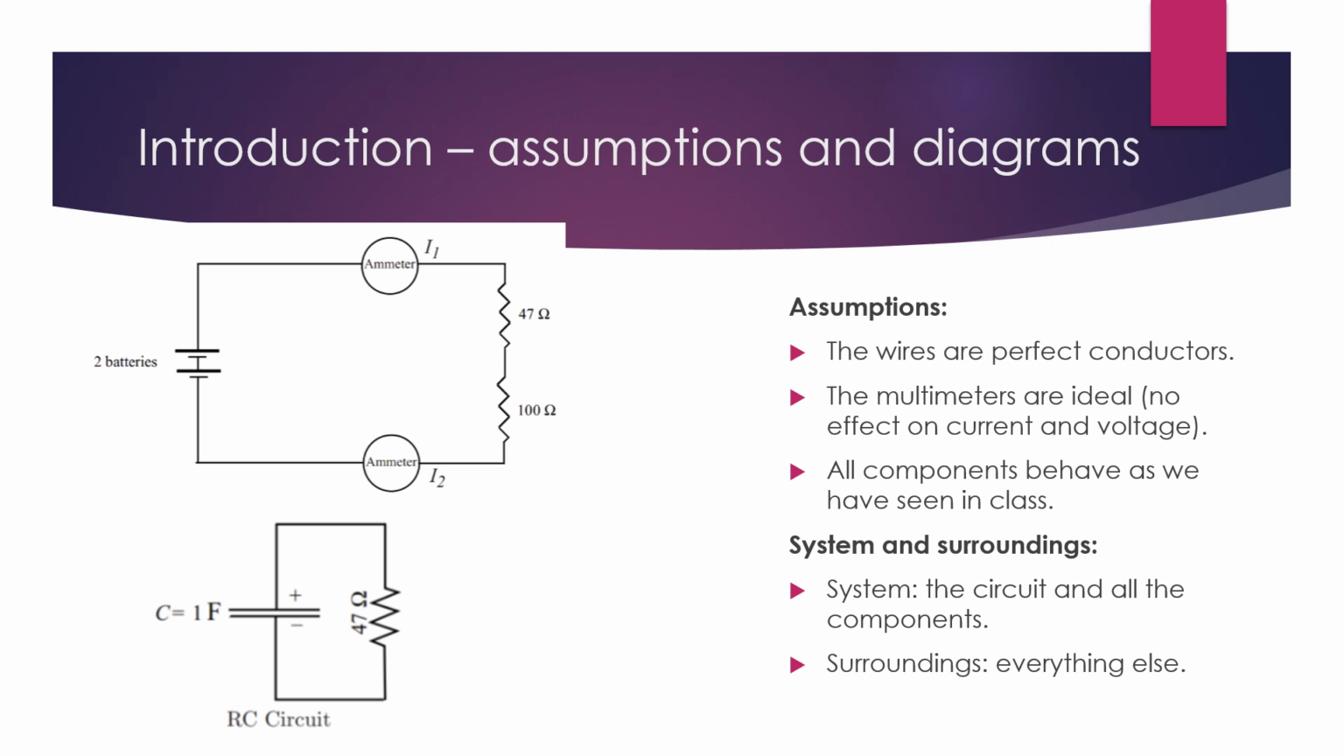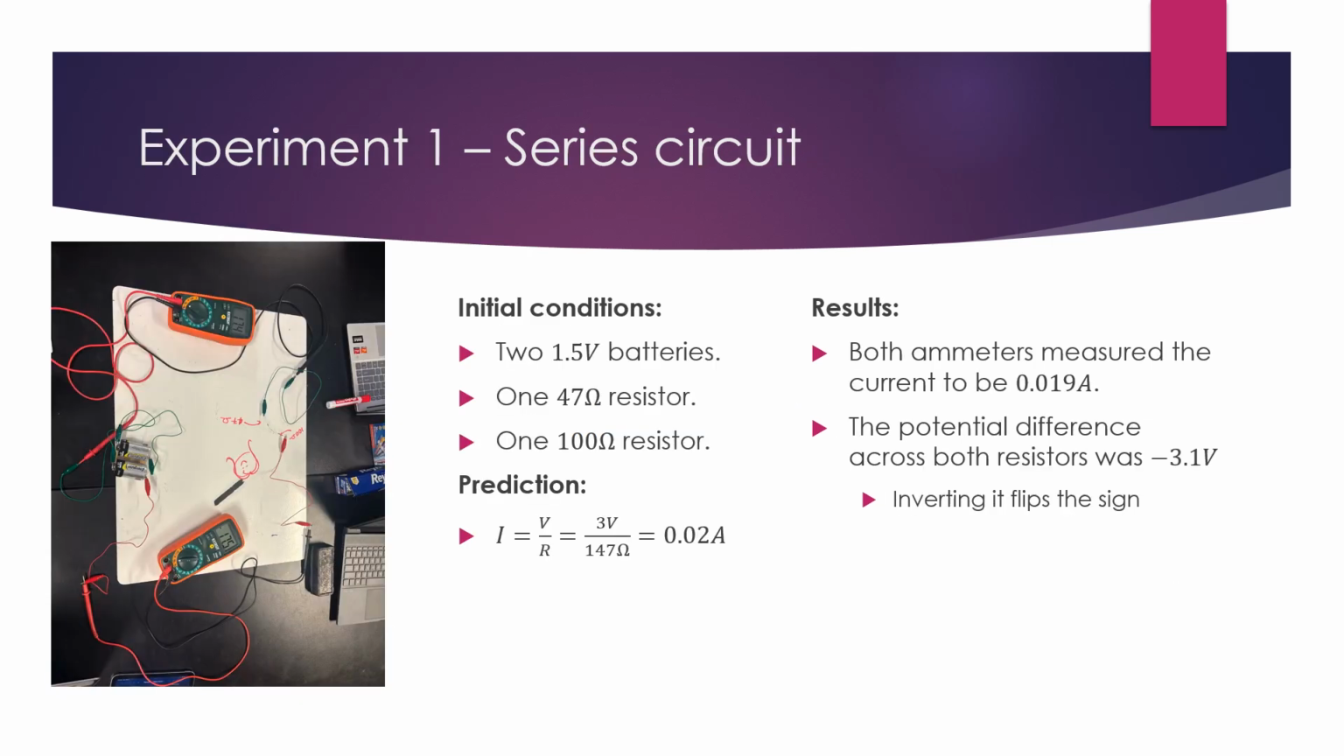The assumptions made are that the wires are perfect conductors, the multimeters are ideal, meaning they have no effect on current and voltage, and that all components behave as we have seen in class. The system consists of all the components of the circuit, while the surroundings are everything else.